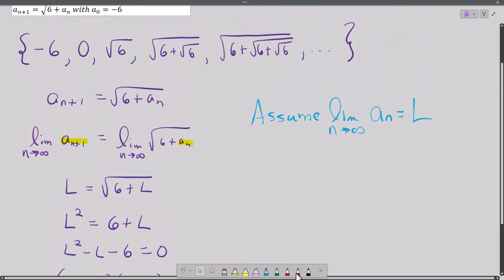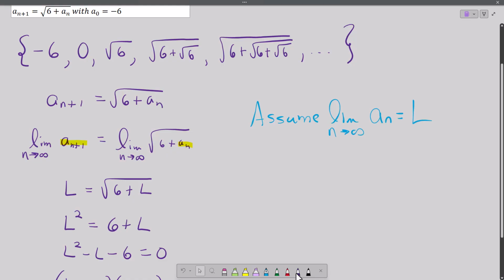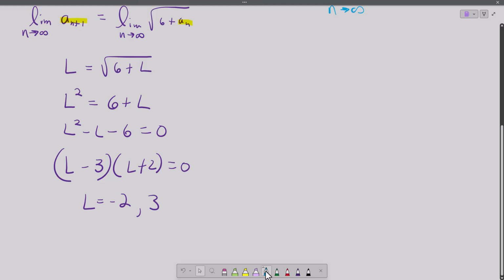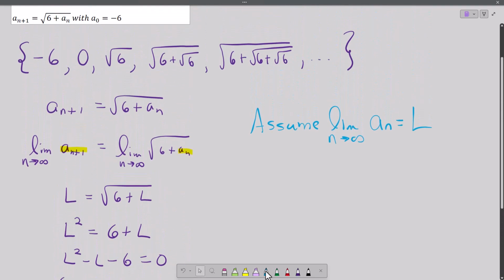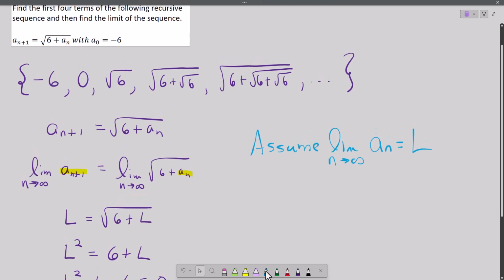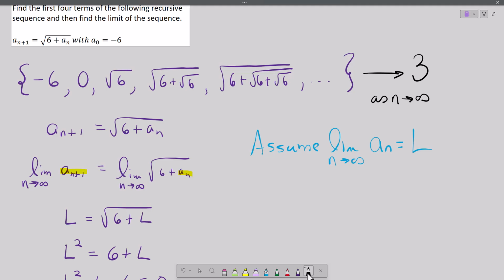When we look at our sequence, these are all positive. So -2 is extraneous. That has no relevant meaning here. And what it tells us is that this sequence must converge to 3. So this converges to 3 as n goes to infinity. So that is going to be the limit of the sequence.